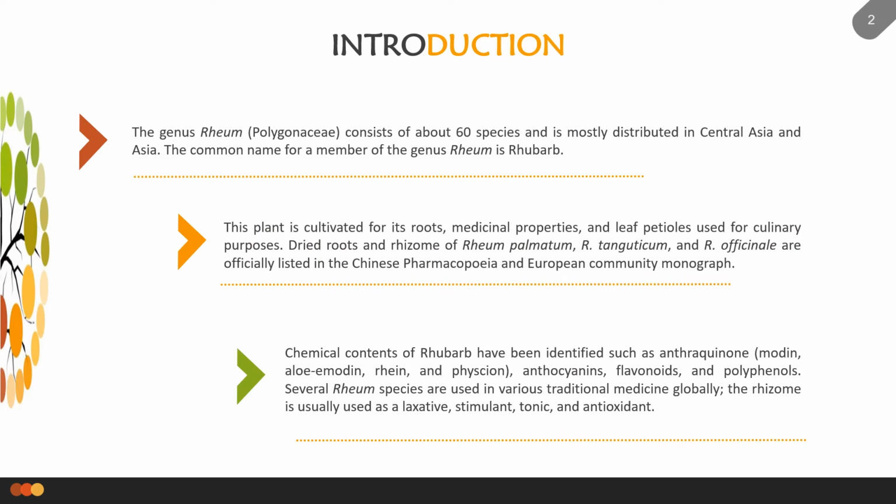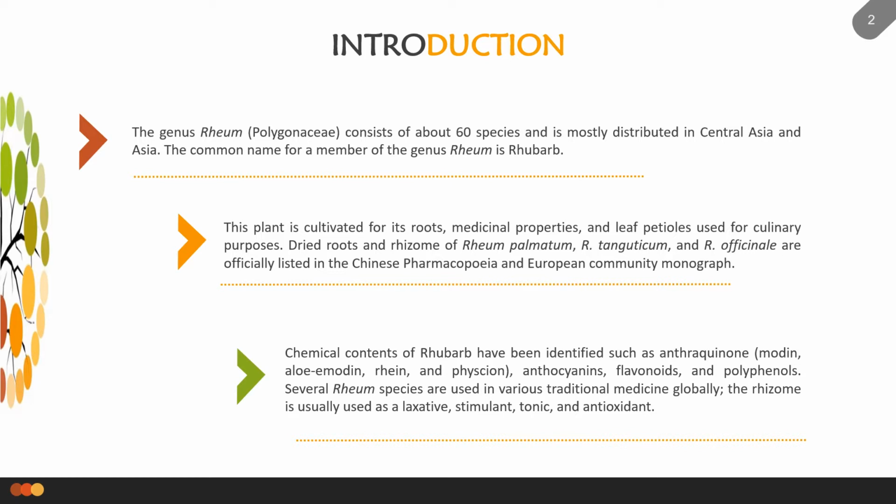The genus Rheum, a member of the Polygonaceae family, consists of about 60 species and is mostly distributed in Central Asia and Asia. The common name for a member of the genus Rheum is rhubarb. This plant is cultivated for its roots, medicinal properties, and leaf petioles used for culinary purposes.